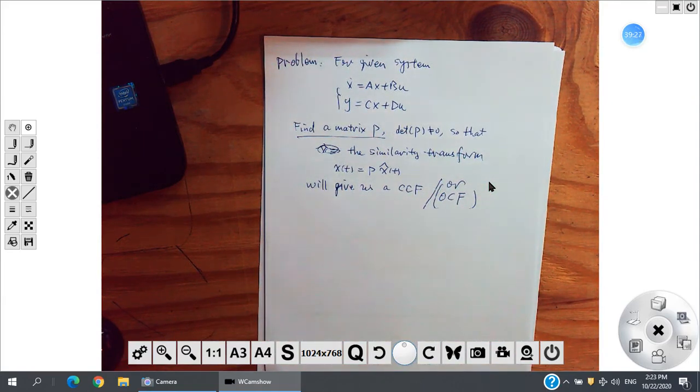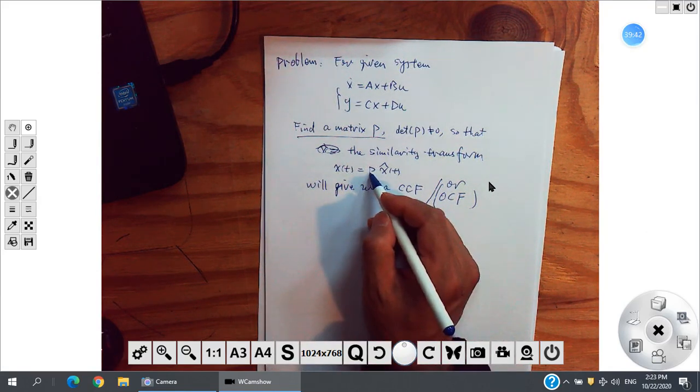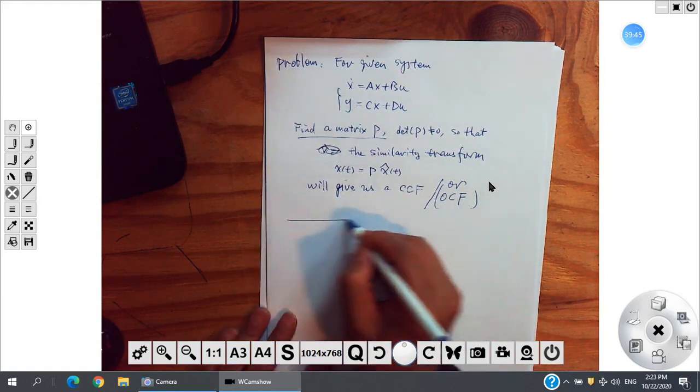Now how to do it? You can read the textbook. They explain how to find it step by step. But here I don't want to go over all those steps. I just give the result. We can have a kind of formula, and by that formula, we can get this P.